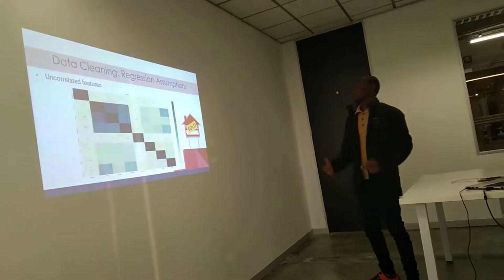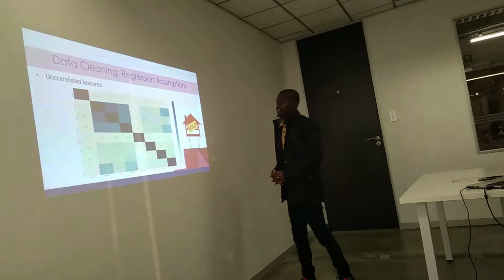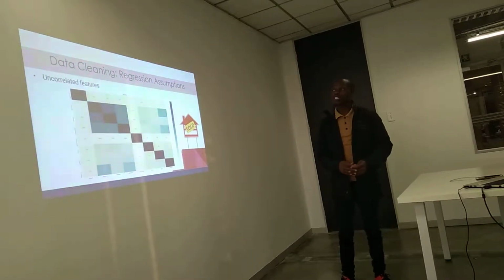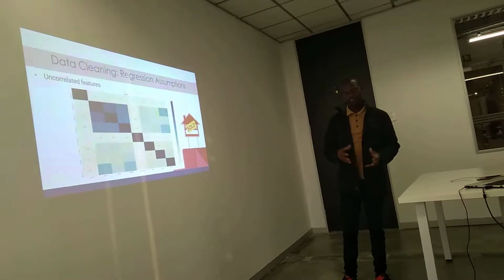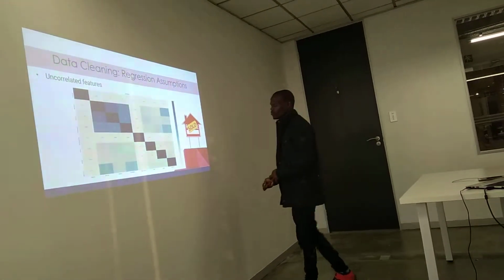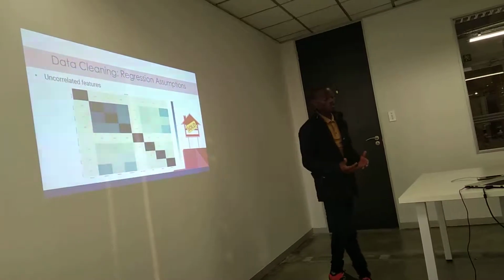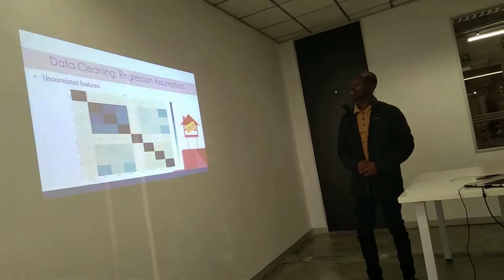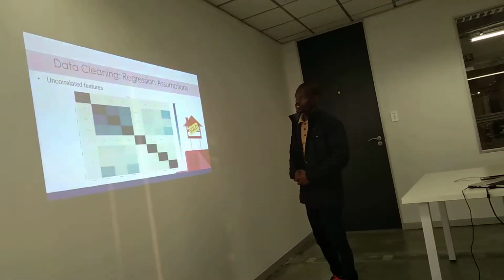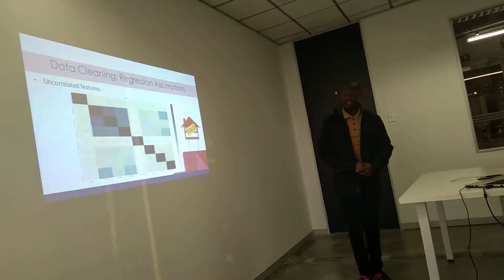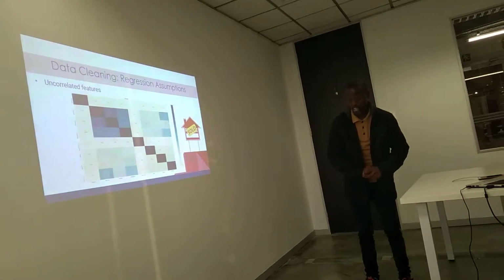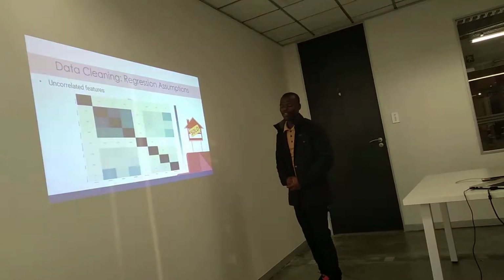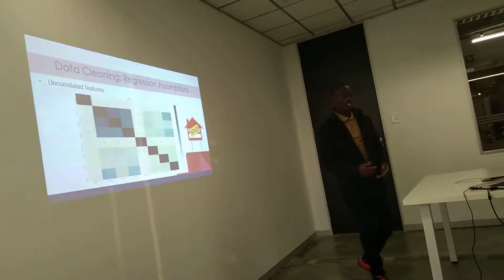Then I went on to check if some of these independent variables are correlated to each other. This is one of the assumptions of linear regression. In this table, I'm checking their correlation. The darker the color, the more they are correlated, and the lighter it is, the less correlated they are. That is how we remove the collinearity.